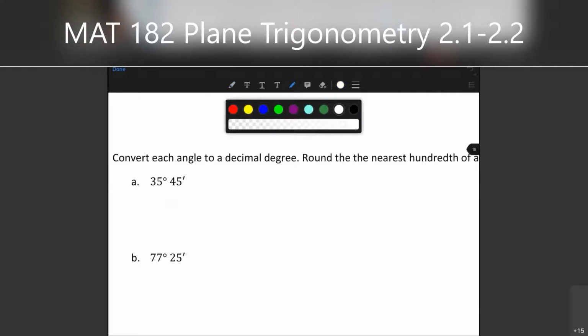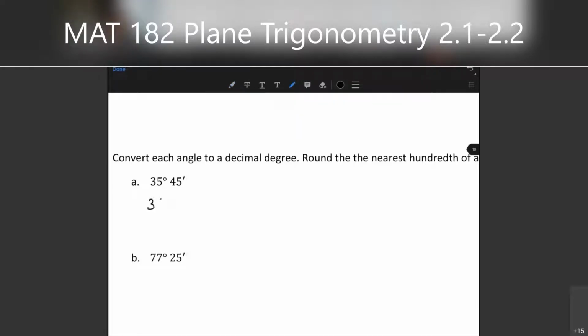We'll go to work with these. So 35 degrees is our whole number. I wanted to convert 45 minutes over 1 times. We'd want to just really use the opposite, or the reciprocal, of our conversion ratio from before. That would be 60 minutes on the bottom is equal to 1 degree on the top.